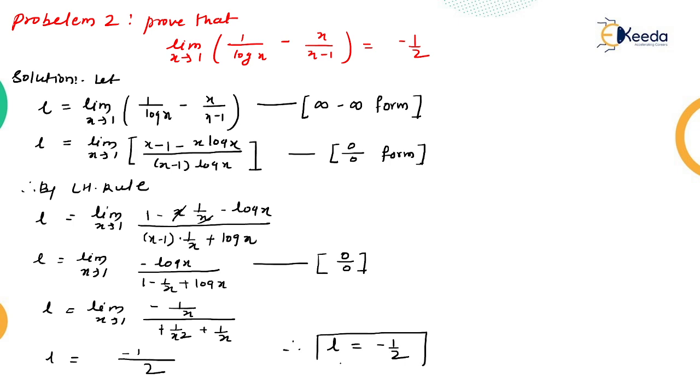You check the RHS is minus 1 by 2, and LHS is also minus 1 by 2, and hence the proof. Hence the proof. I hope you understand this very well.